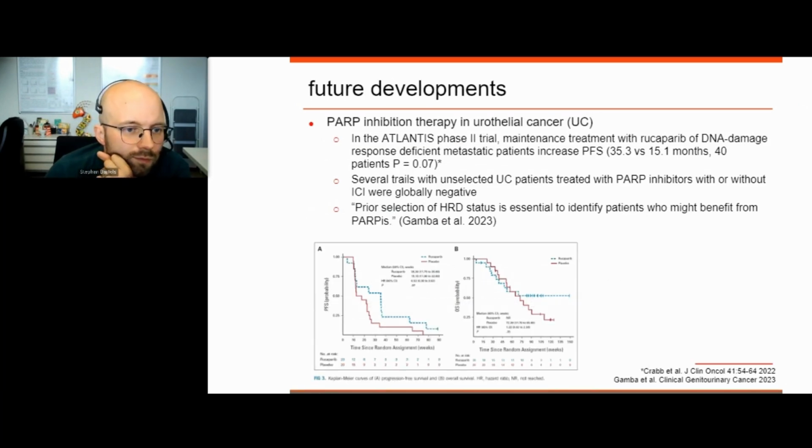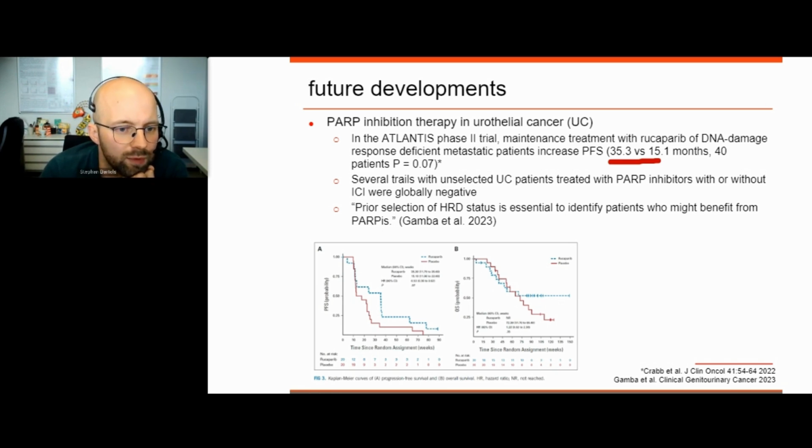Okay, some data on what will come up in the future. We have studies for PARP inhibition therapy in urothelial cancer, for example, the ATLANTIS phase 2 trial. And there we see a very nice increase in progression-free survival in patients with deficient DNA damage response.